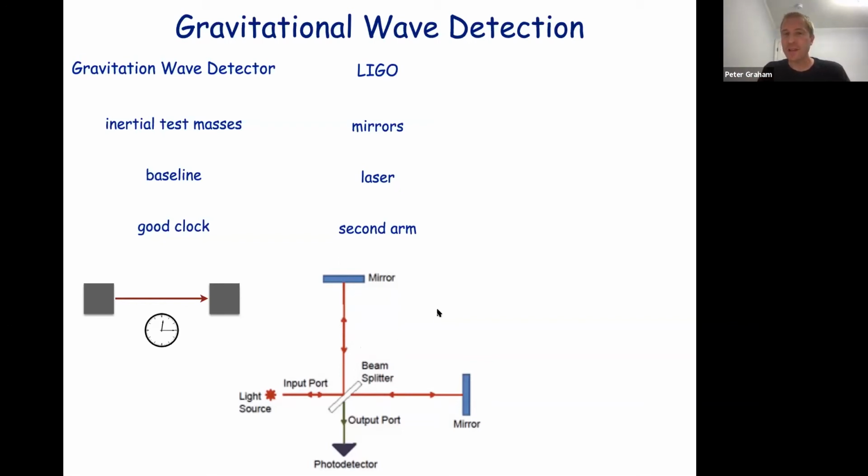Okay. So that's the basic idea. That's my sort of analogy that I want you to have in mind for LIGO. Is that clear? Are there questions on that? Okay, so how are we going to do this with atoms?